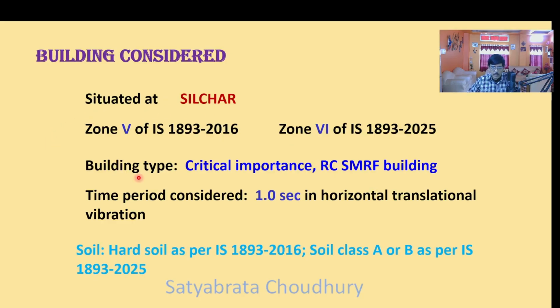We take the type of the building as a critical important building, and it is a reinforced concrete special moment resistant frame building. This is the category of the building. Let us take, for the sake of our numerical example, the time period of the building as 1 second in the horizontal translatory motion. The soil, we consider the foundation as hard soil as per IS 1893-2016 and soil class A or B as per IS 1893-2025.